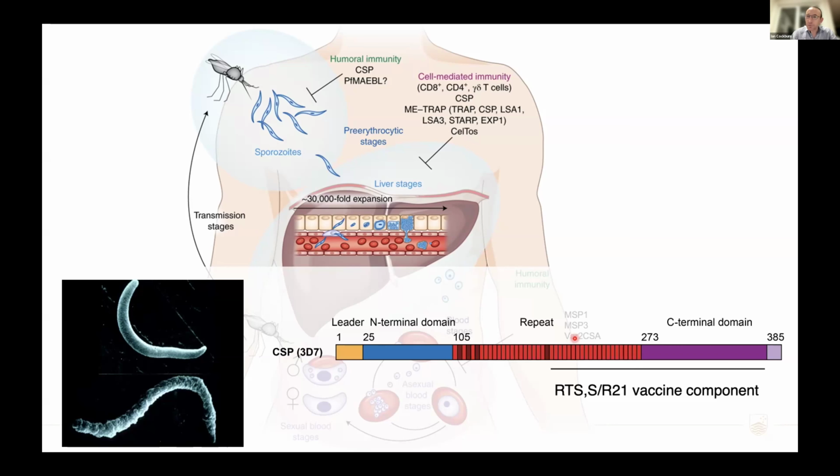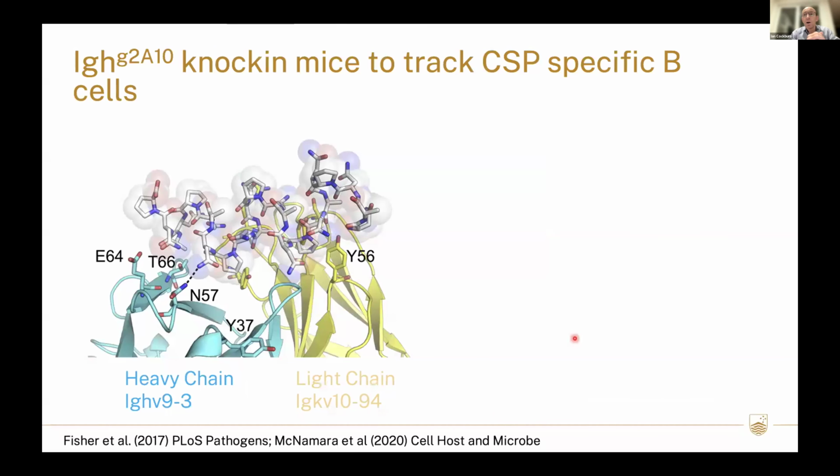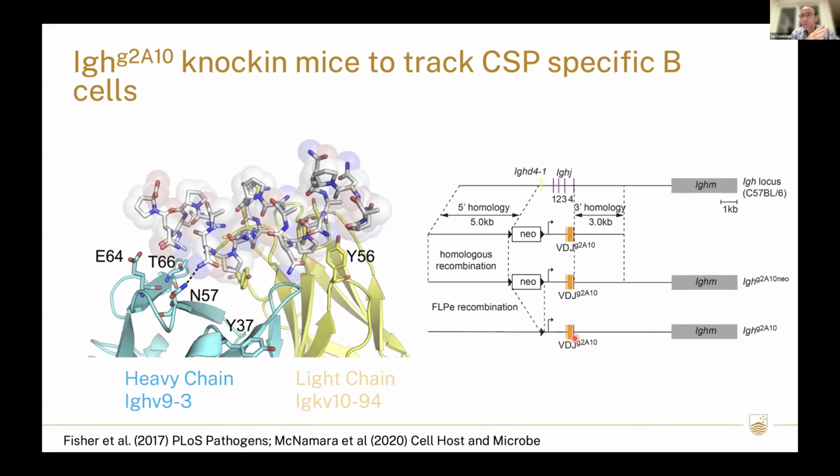But in order to ask those questions in the first place, one thing we did was to develop this BCR knock-in mouse system to track these CSP-specific B cells. We now have a large number of highly potent human monoclonal antibodies, some of which are actually in clinical trial as malaria prophylaxis. But when I was starting the lab, we had a slightly lousy mouse antibody called 2A10. We solved the structure of this antibody and looked at its binding with CSP, but we also made mice based on this antibody in order to track B cell responses to Plasmodium.